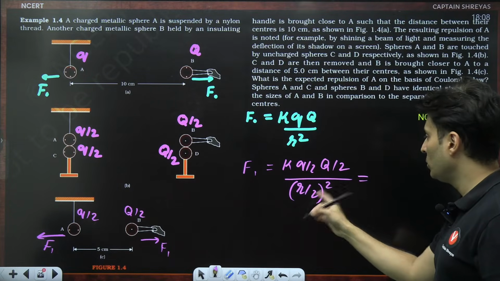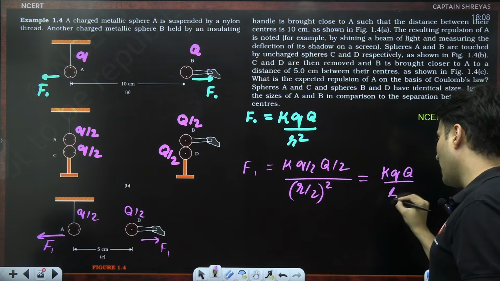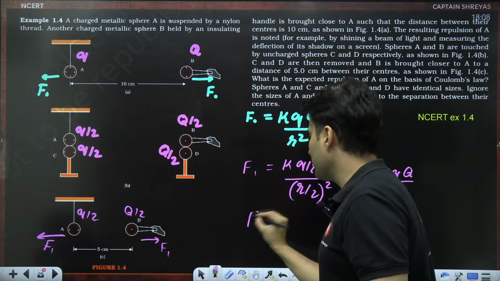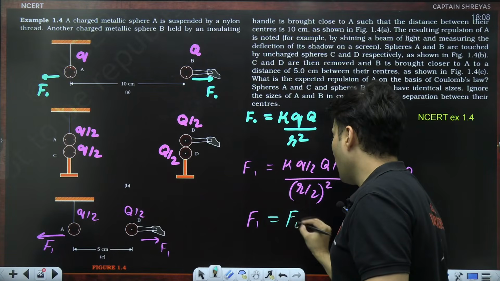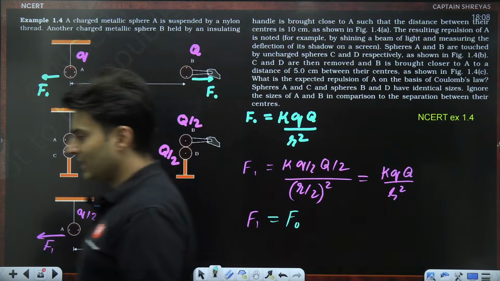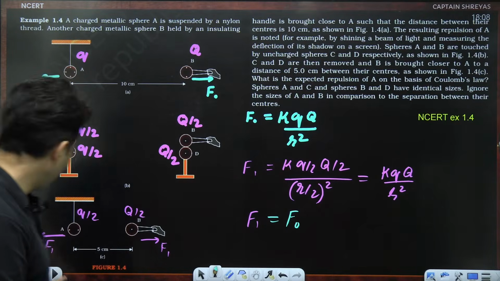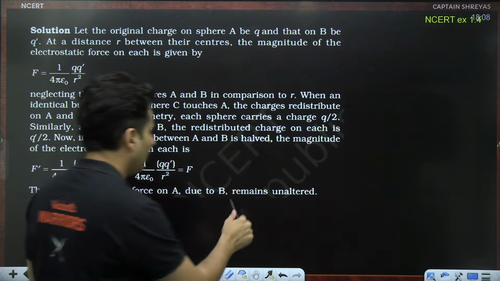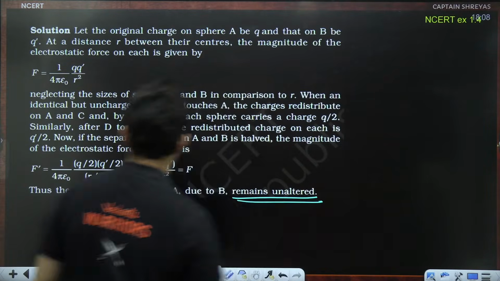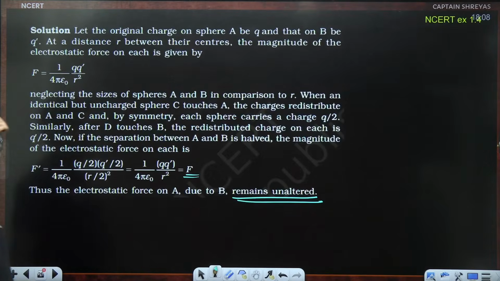Interesting thing, the 2s cancel. You will still get it as K Q Q divided by R square, which means our new force just happens to be equal to the old force. It just happens to exactly equal the old force. So the force hasn't changed. So the electrostatic force remains unaltered. It is the same. It is just coming out to be as F. That's what this example is all about.